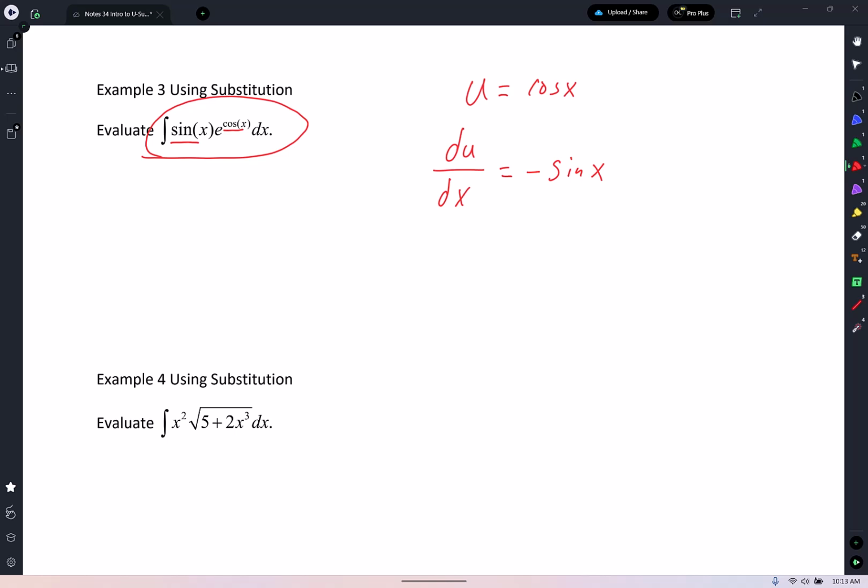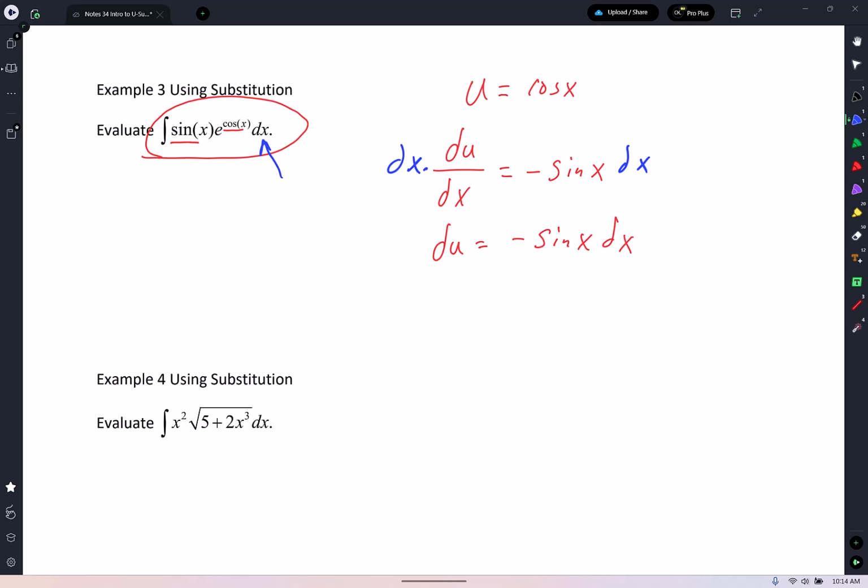Negative sine x. Now from now on, guys, instead of writing du dx, which is correct, I'm just going to write it like this: du equals negative sine x dx. Is that okay with you guys? All I did was multiply by dx on both sides. Here's how I prefer it. This is all a product. You can rearrange it however you like. The dx is always the last thing because it's known as the end of your integral.